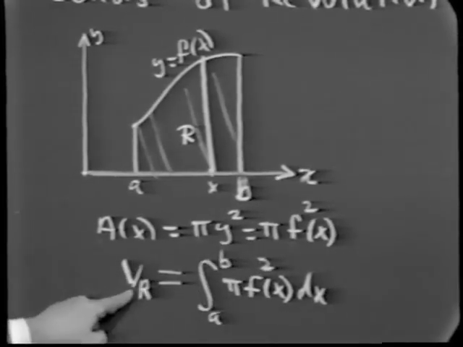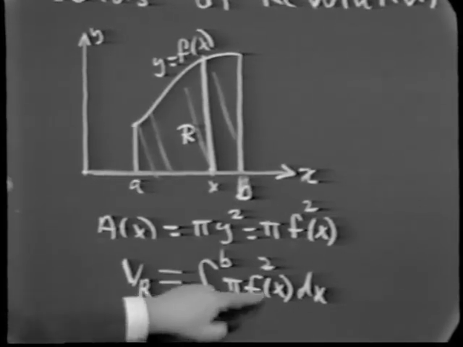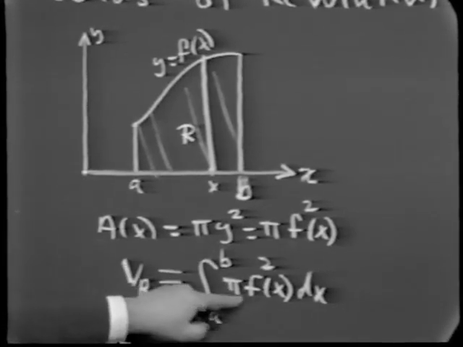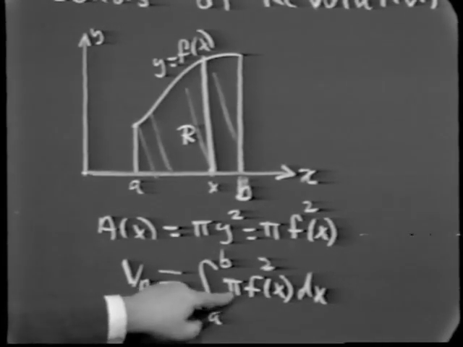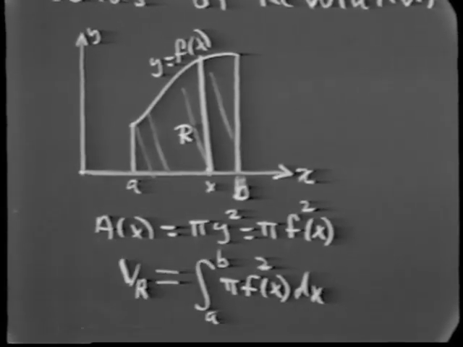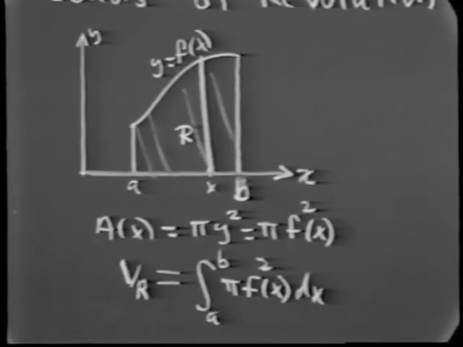So according to our result, the volume of the region R is just the integral from a to b of pi f of x squared dx. And you see, using differential calculus, all we need now is a function whose derivative is pi f of x squared, and we call that function g. We compute g of b minus g of a, and that gives us the volume that we're looking for.